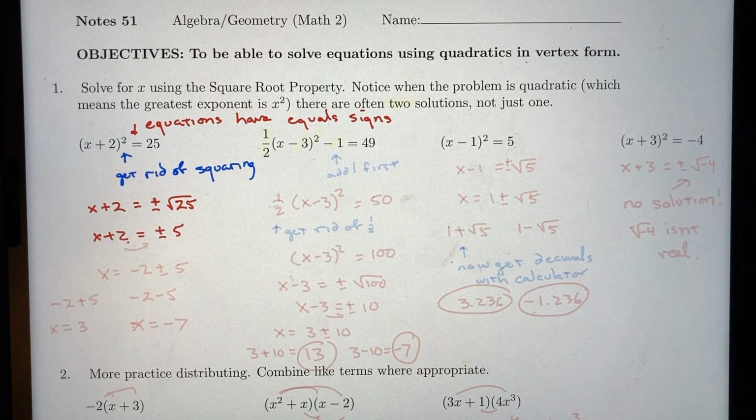Move the 2 over, so x is negative 2 plus or minus 5. So 2 answers. Notice the 5 changes sign, but the 2 doesn't. So negative 2 plus 5 is 3, and negative 2 minus 5 is negative 7. Okay.